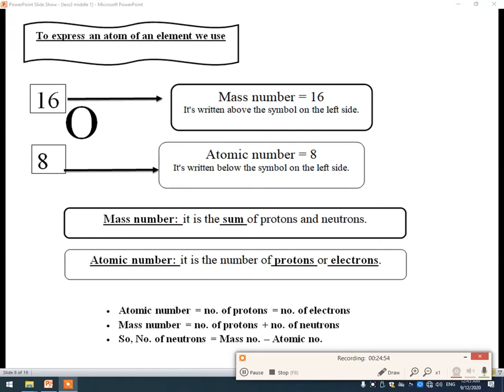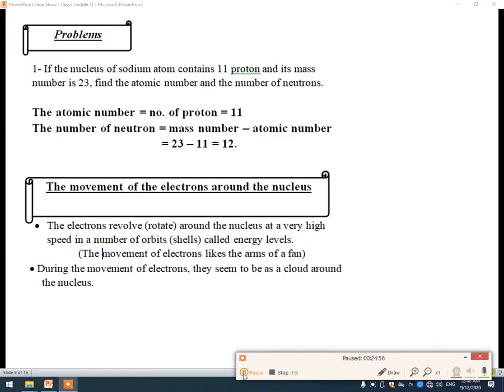Okay, we have an example for you to solve. Number 1, if the nucleus of the sodium atom contains 11 protons and its mass number is 23, find the atomic number and the number of neutrons. First of all, we said that the number of protons equals the number of electrons, which equals the atomic number. So what will be the atomic number? The atomic number will equal the number of protons, which equals 11.